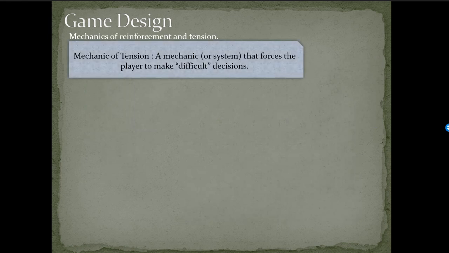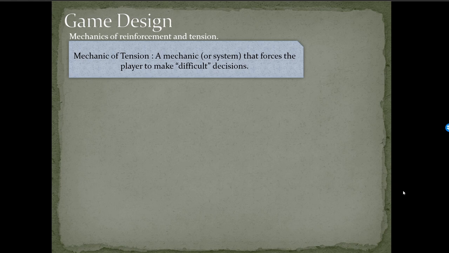Mechanics of reinforcement and tension. A mechanic of tension is a mechanic or system that forces the player to make difficult decisions. Now, it doesn't necessarily have to be super difficult. It's just that there should be some give and take depending upon which way you go with that.